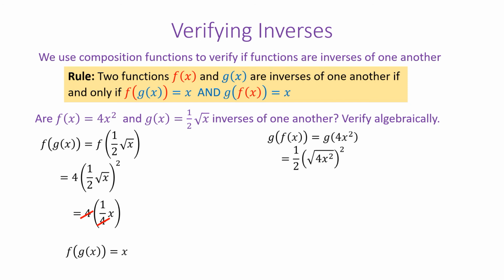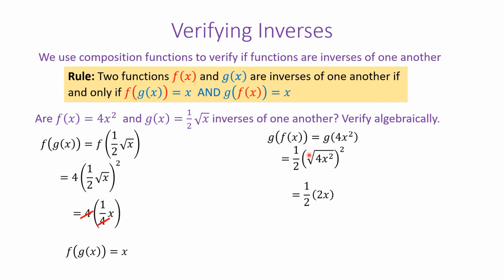G of f of x means take the g function, so take 1/2 times the square root of x, and instead of x, put in the f function. So put in 4x squared. So 1/2, oh, and this squared shouldn't be here. Just pretend that's not here. 1/2 times the square root of 4x squared, right? G doesn't have a square there. So 1/2 times the square root of 4x squared.